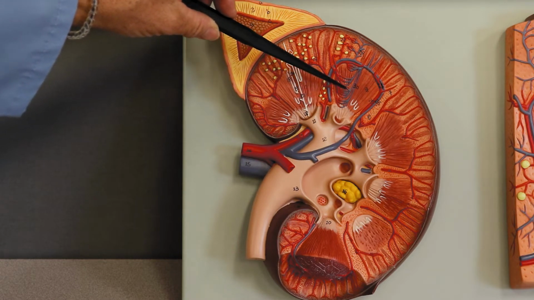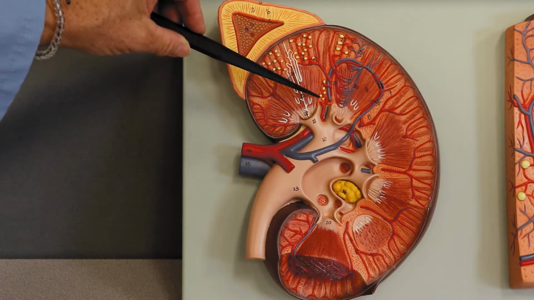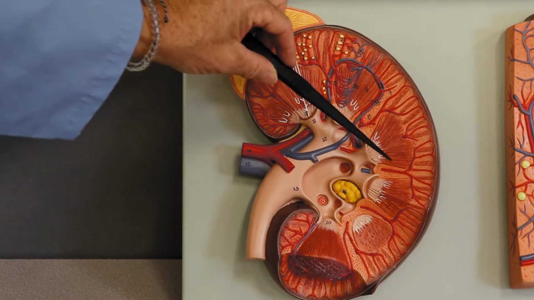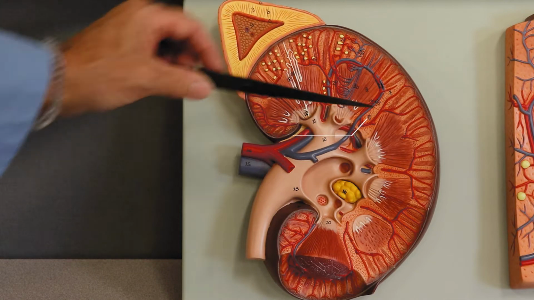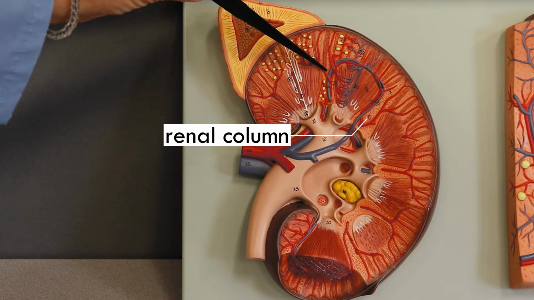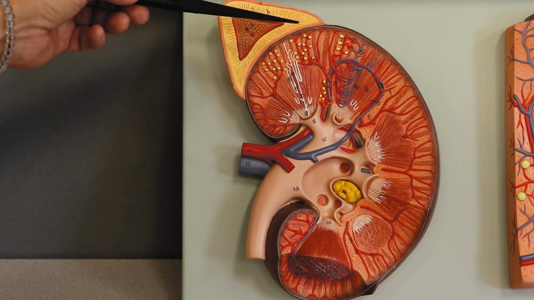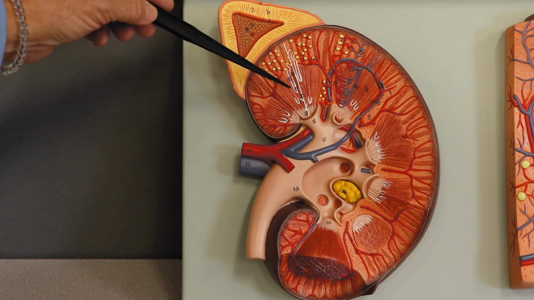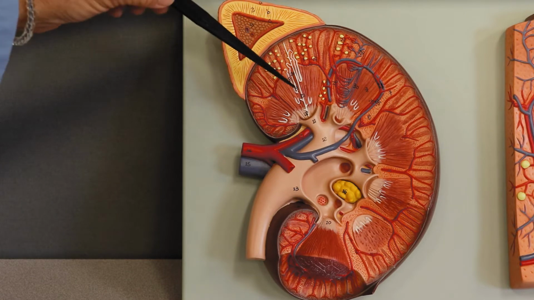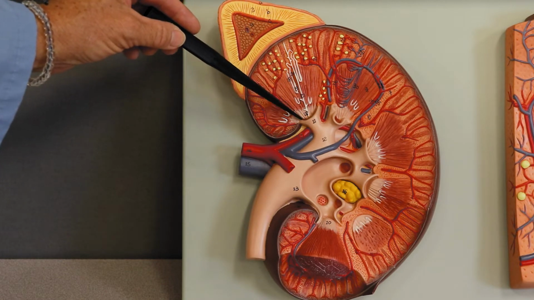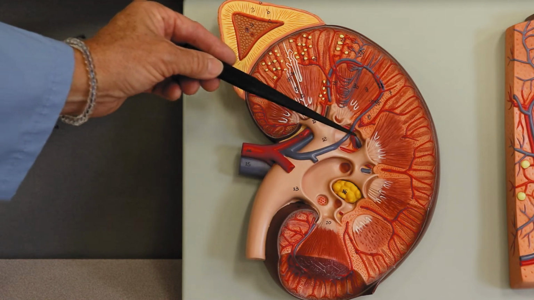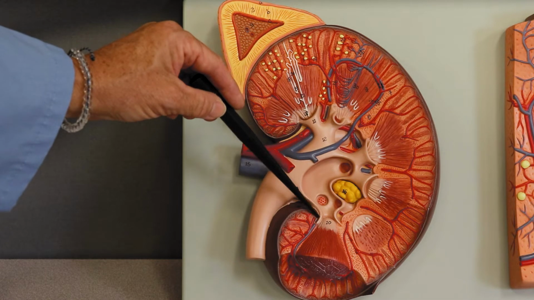In between the pyramids, we see some blood vessels, and this region in between the pyramids is called the renal columns. We'll name these blood vessels in a later video. So the nephrons of the pyramids are making the urine, and the urine is ultimately going to empty into this part of the collecting system. Here, here, here, here, here.